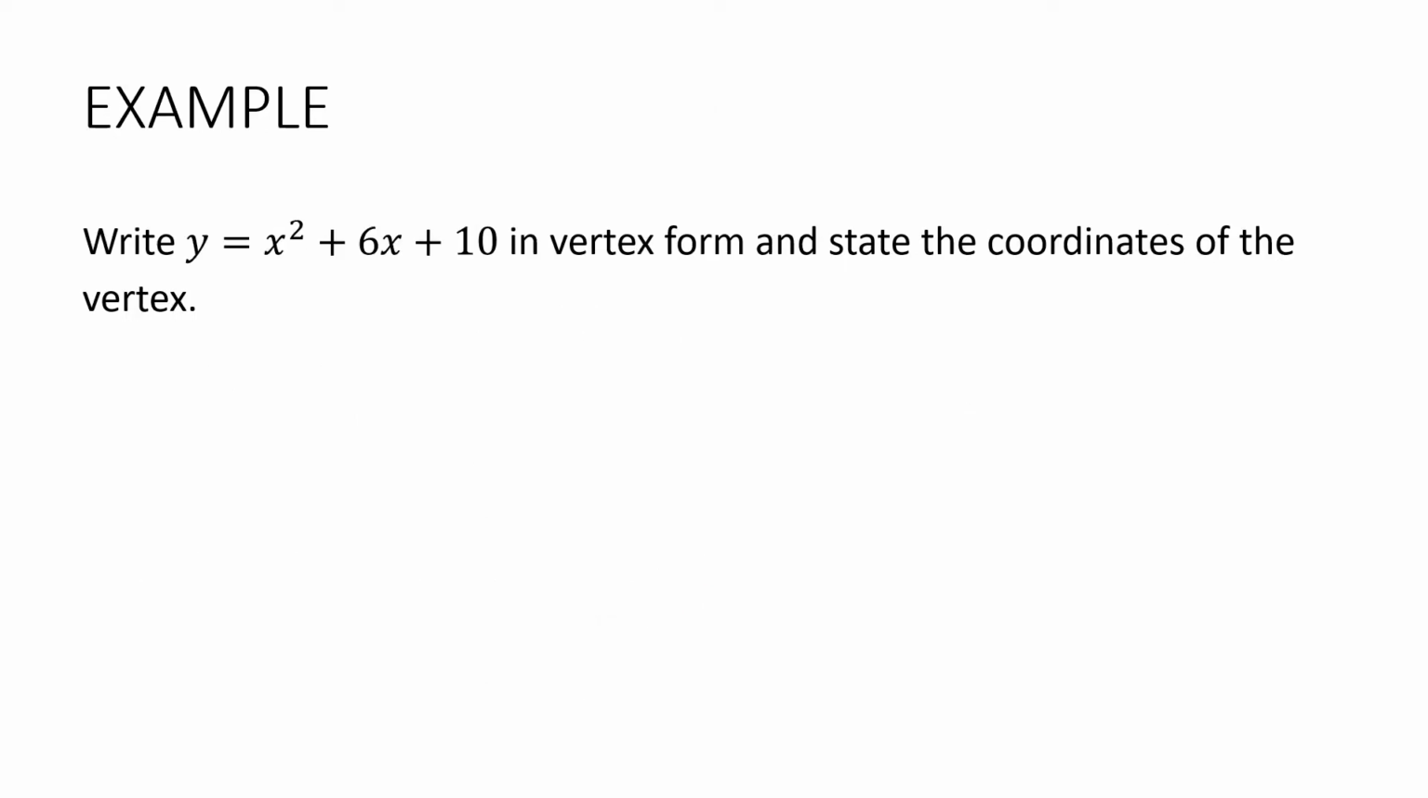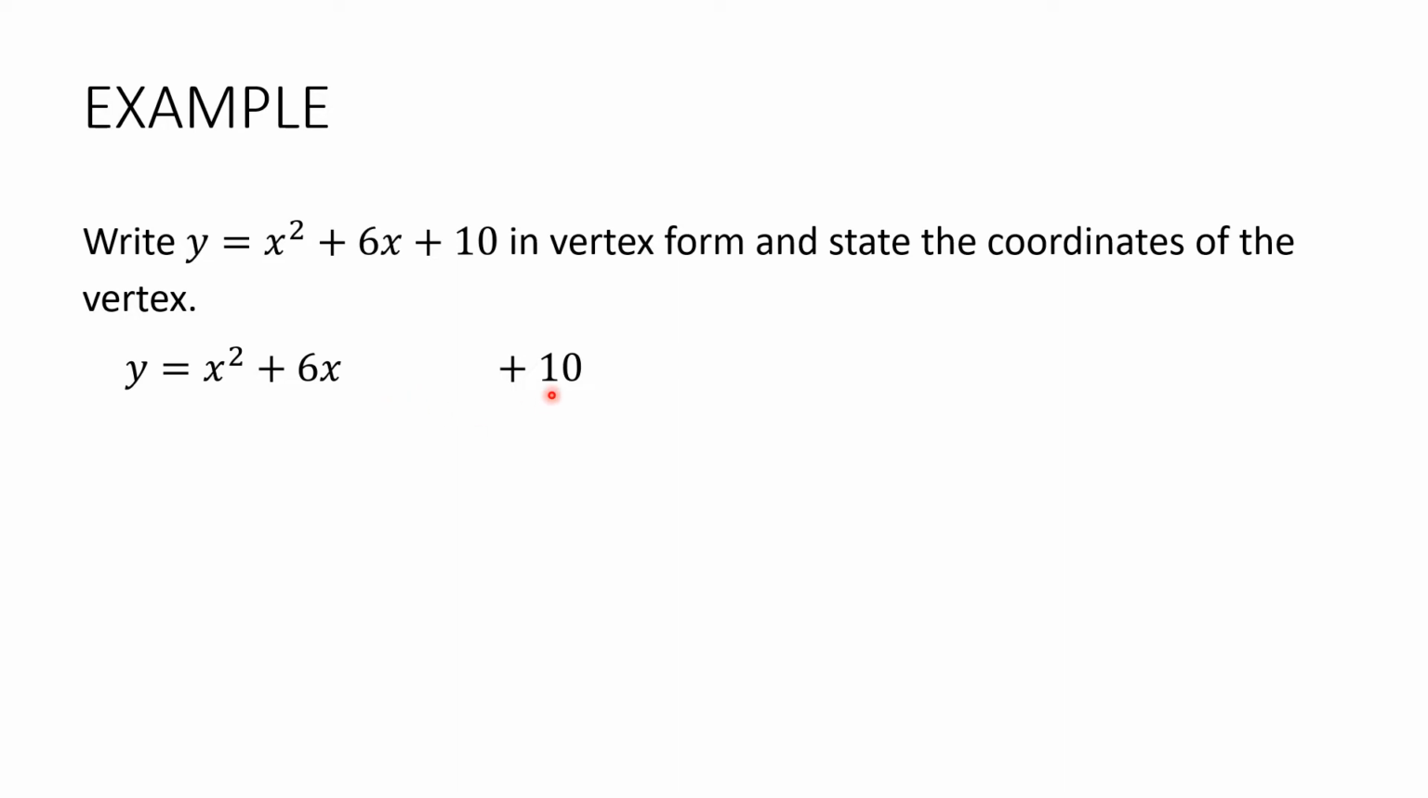So let's have a go at converting general form to vertex form. We want to write y is equal to x squared plus 6x plus 10 in vertex form and state the coordinates of the vertex. So we are going to complete the square. You can see how I've moved the 10 over and left space to complete the square. I look for the term in x and find the coefficient, which is 6. Halve it, square it. Half of 6 is 3, squared is 9.